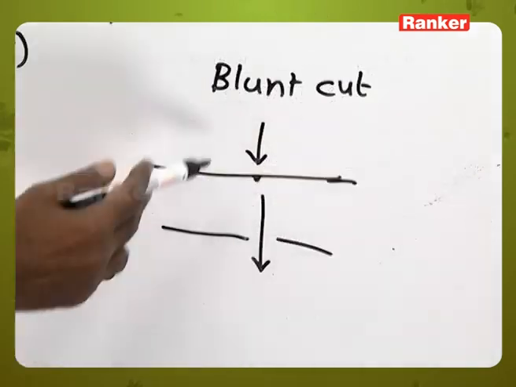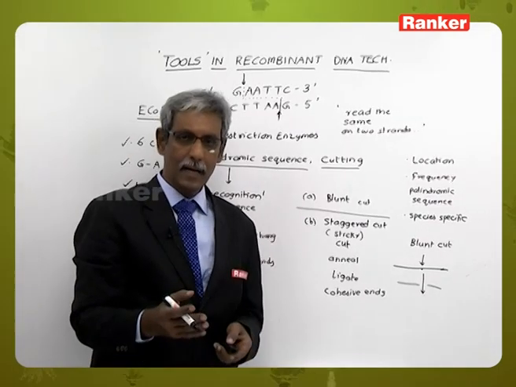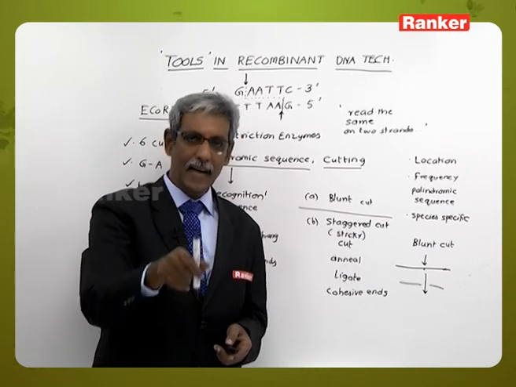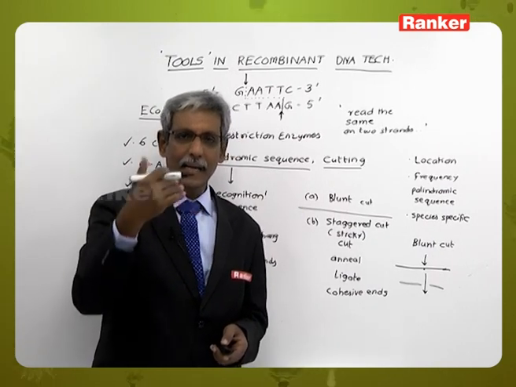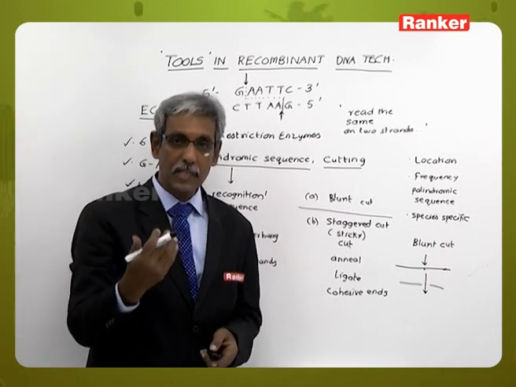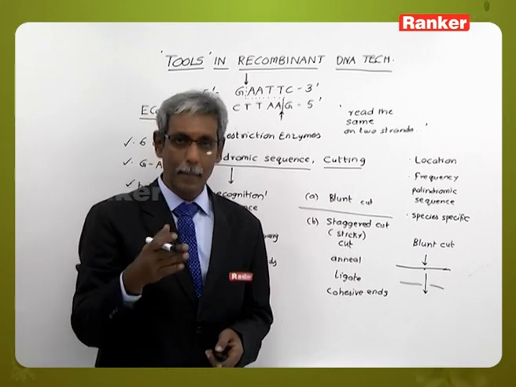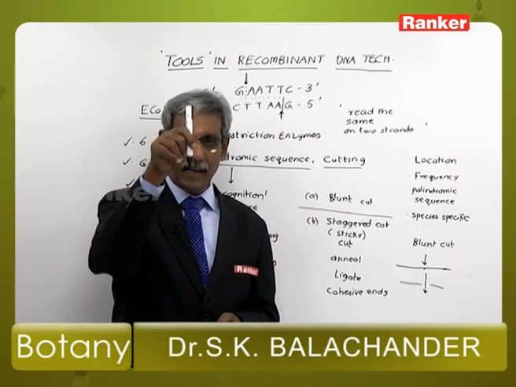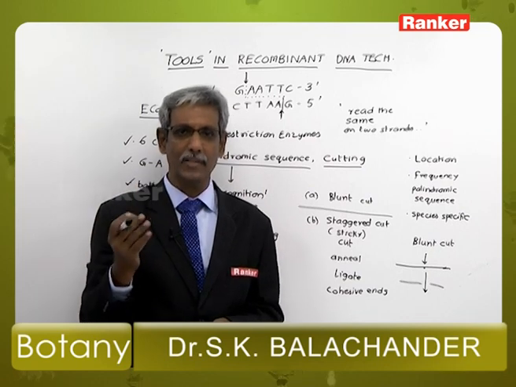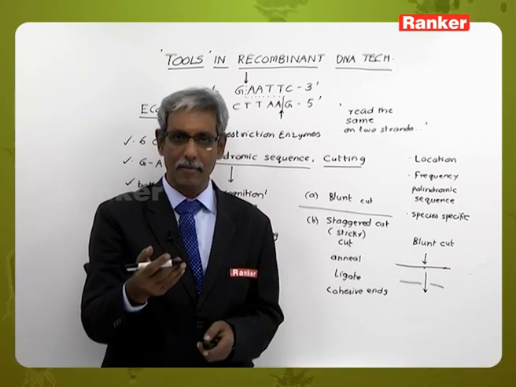A blunt cut is one wherein, just like how you shoot an arrow through a nucleotide sequence, it recognizes polarity and correctly cuts the DNA sequence into equal halves. So this is termed a blunt cut. A blunt cut is a sharp cut which goes exactly straight through the sequence, and it recognizes the symmetry of the sequence and cuts it into equal halves.